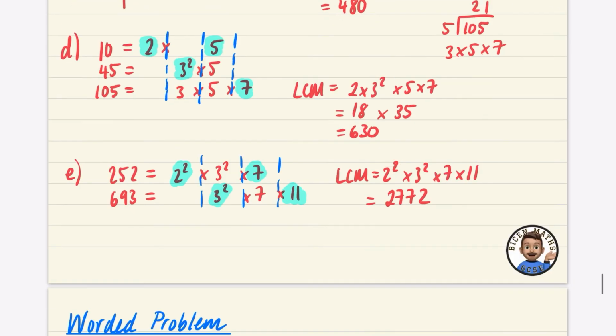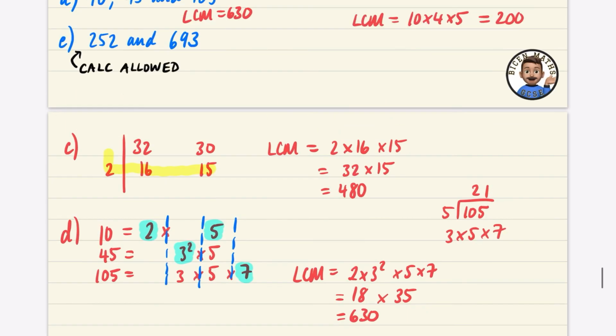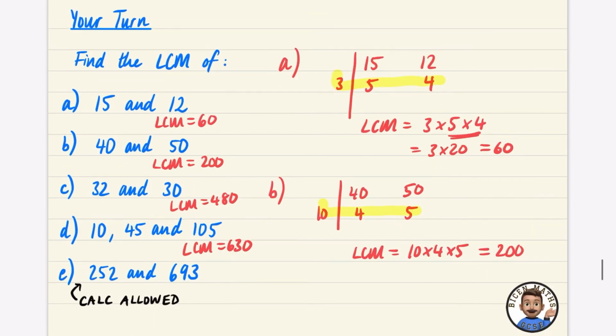Okay, so in the next video, I'm going to be doing a couple of worded problems, and that will finish us with the lowest common multiple.